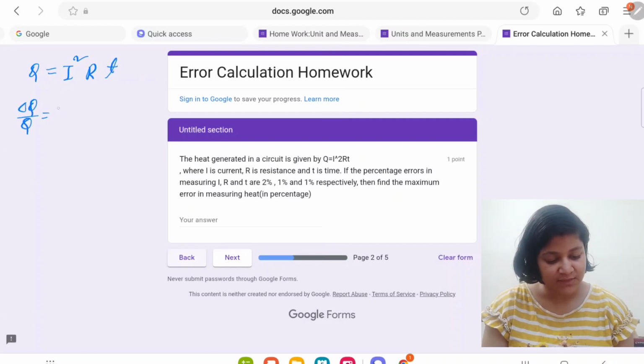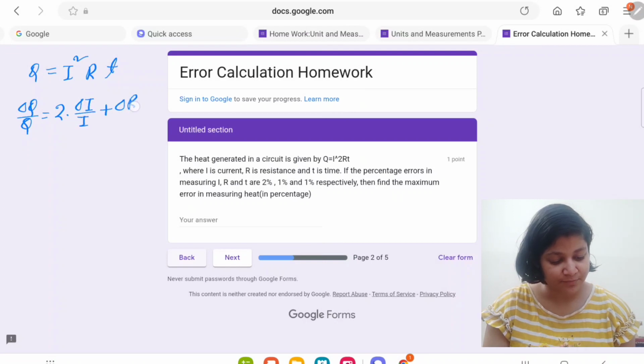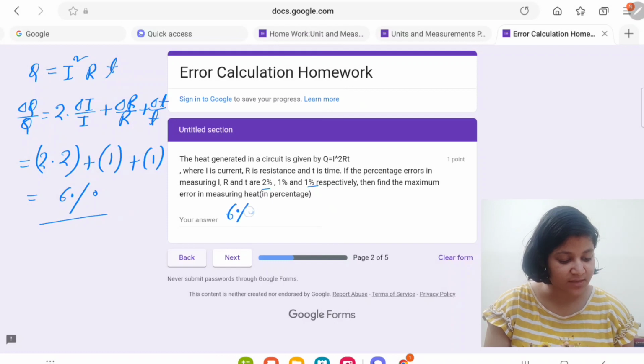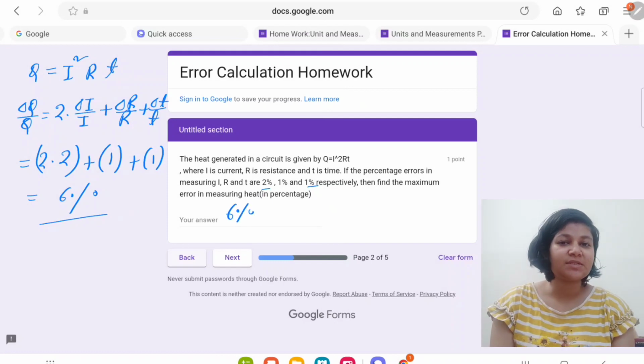So the relative error in Q is, we know if I is to the power 2, then we will have to multiply the error in I by 2. So 2 into the percentage error in measurement of I, which is given as 2%. That in the measurement of R is given as 1, and also in the measurement of T is 1. So 4 plus 2, which is 6%. The error in measurement of the heat will be 6% in this case.